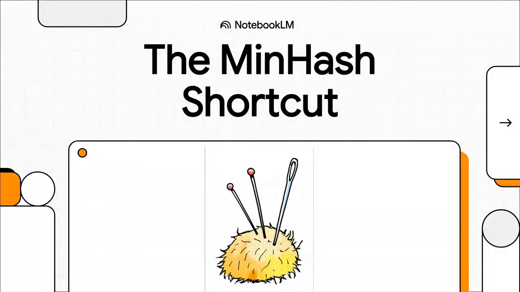All right, let's dive into something fascinating. We live in a world that is just drowning in data, right? So how in the world do we find the needles in that gigantic haystack? How do you spot when two things are similar when you're dealing with literally billions of items? Turns out there's a really, really clever shortcut for that.